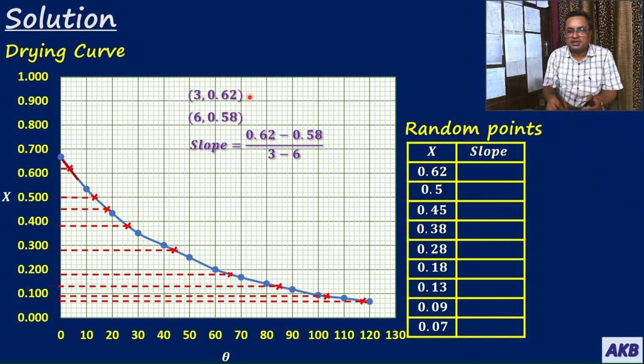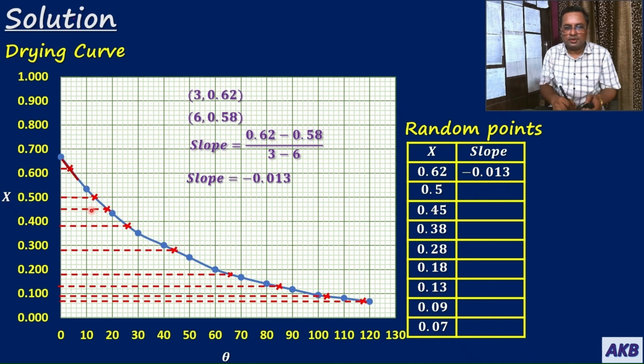Then I can find out the slope. So slope is 0.62 minus 0.58 divided by 3 minus 6. This line has a negative slope, and you can see we get a negative value. So slope of this tangent is minus 0.013. I will note it over here. So slope is minus 0.013. Now next I will draw a tangent at this point.